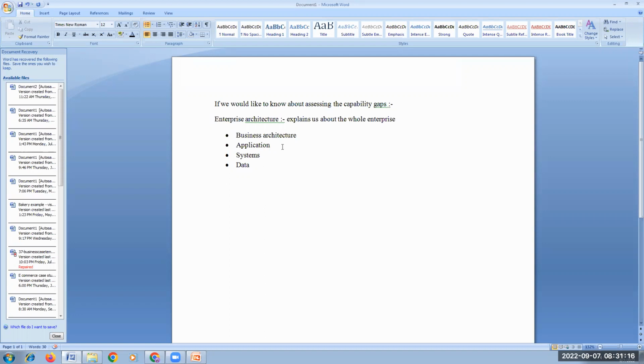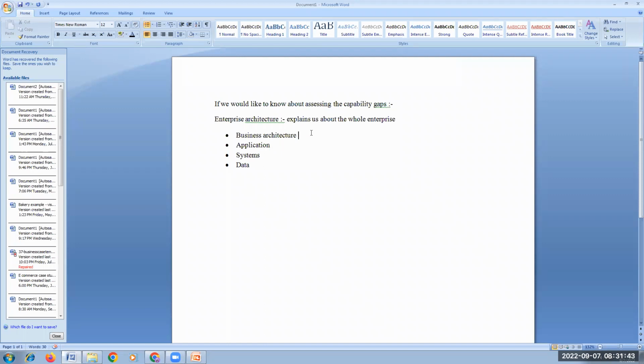So what is enterprise architecture? Enterprise architecture majorly explains the whole enterprise of the organization. Because the solution that we are providing is an integral part of the business. It is not something away from that. So when you talk about the integral part, one must be knowing about the business architecture first.